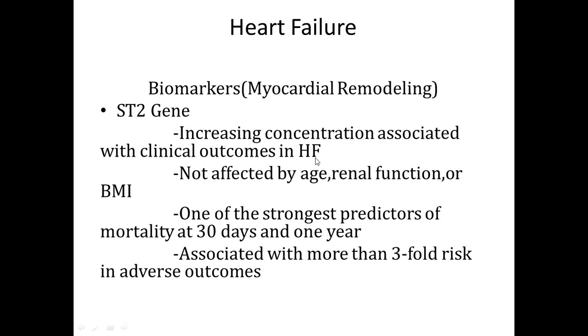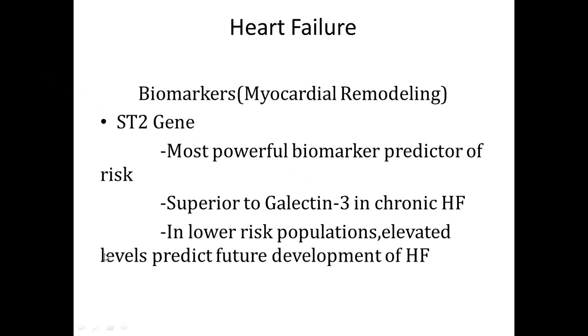So again, these markers are predictive. Once they're increased and the level is increasing, it suggests that the patient is going to do poorly. However, the ST2 gene is not affected by age, renal function, or BMI. It is one of the strongest predictors of mortality at 30 days and 1 year. So it's a very sensitive marker, and it's associated with more than threefold risk in adverse outcomes. So the ST2 gene is the most powerful biomarker predictor of risk. It is superior to galectin-3 in chronic heart failure.